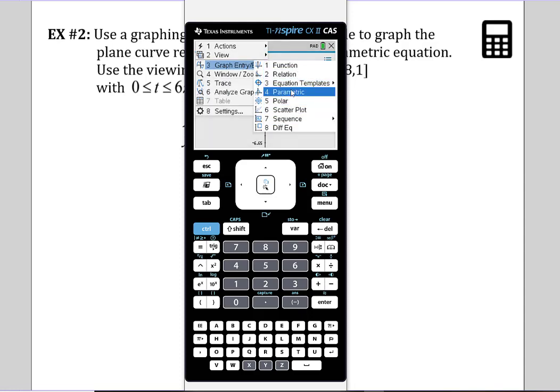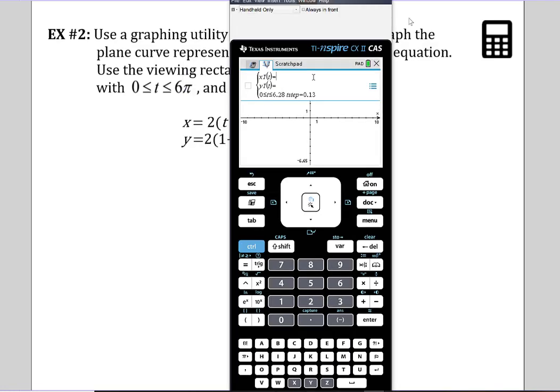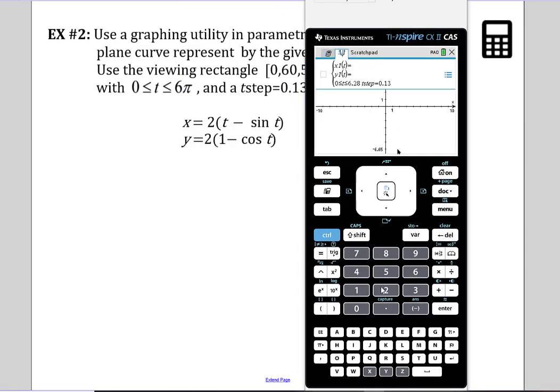So we want a parametric equation, and our X value is 2 times t minus the sine of t. And then our Y value is 2 times the quantity 1 minus the cosine of t. And we want the time to go from 0 to 6 pi. Get rid of the 6.28. Keep the t-step the same.